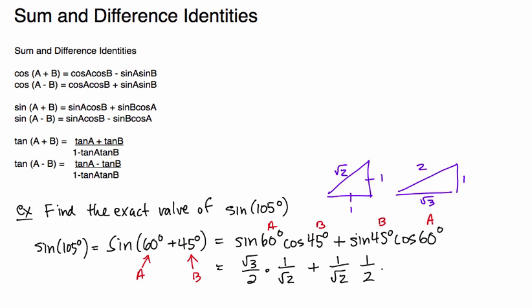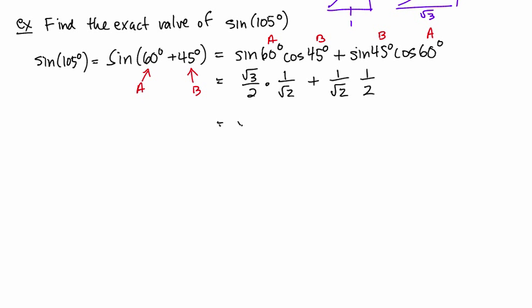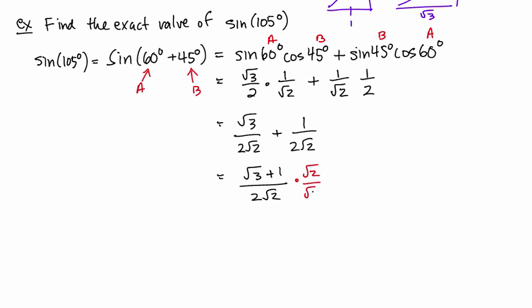Give myself a little more room here, and I can complete this by combining like terms. So this is root 3 over 2 root 2, plus 1 over 2 root 2, and so I get root 3 plus 1 all over 2 root 2, and rationalizing the denominator gives me root 6 plus root 2 all divided by 2 times 2, which is 4. And I now have the ability to find the exact values of a whole bunch more angles without having to rely on the calculator.